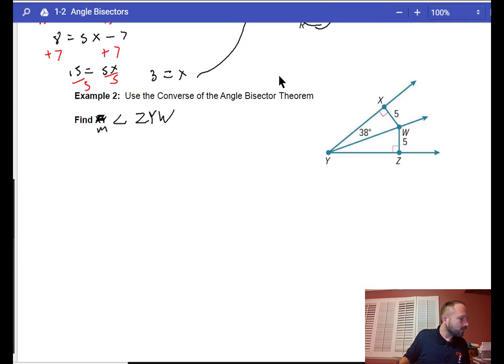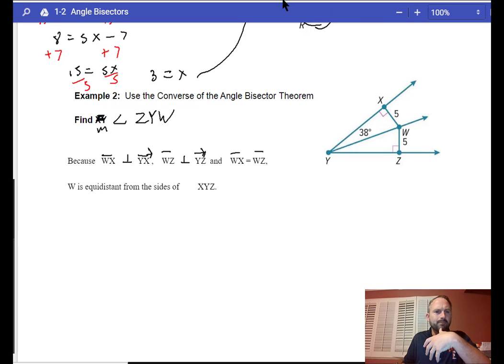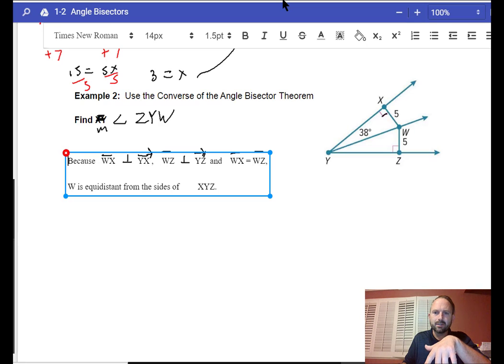All right, so let me type it up first. All right, so they're saying, hey, WX right here is perpendicular to YX right here. And saying WZ is perpendicular to YZ. And WX is equal to WZ. W is equidistant, or equal in distance, from the sides of angle XYZ.